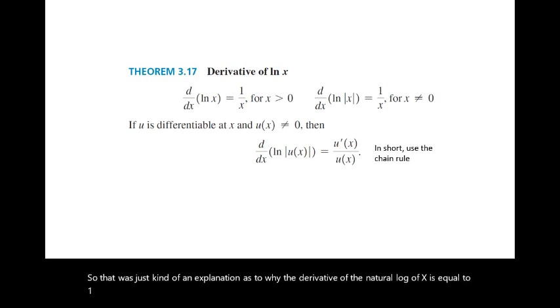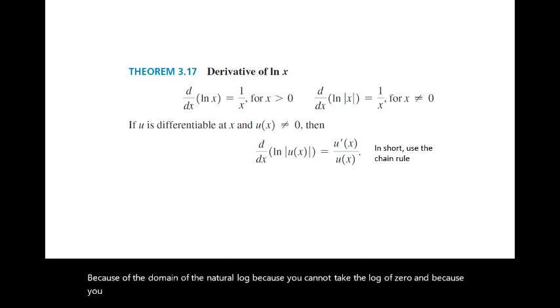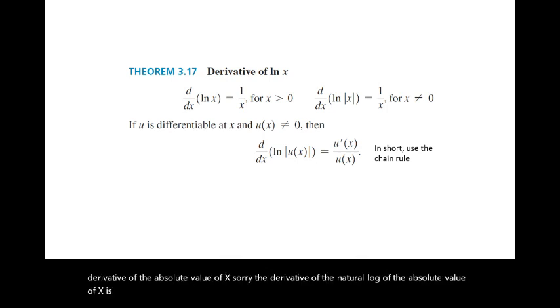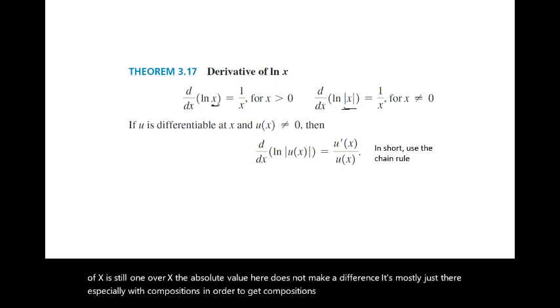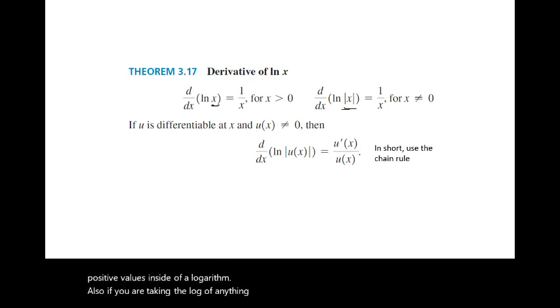Because of the domain of the natural log, you cannot take the log of 0 and you cannot take the log of a negative number. If you take the derivative of the natural log of the absolute value of x, the absolute value does not make a difference with the derivative. The derivative of the natural log of the absolute value of x is still 1 over x. It's mostly there, especially with compositions, in order to get compositions to happen, because you can only have positive values inside of a logarithm.